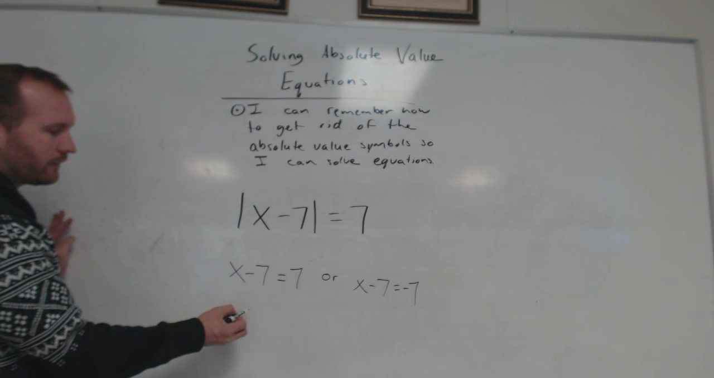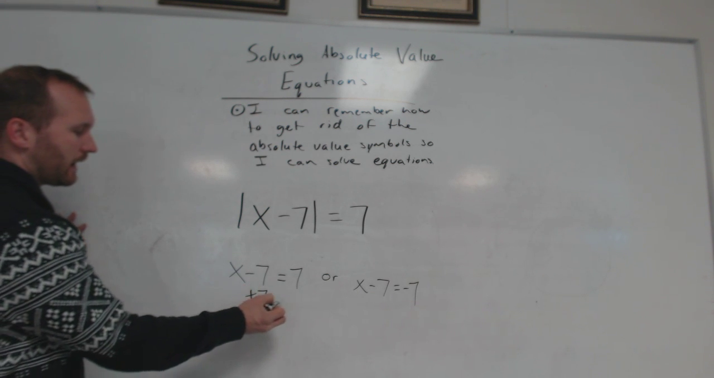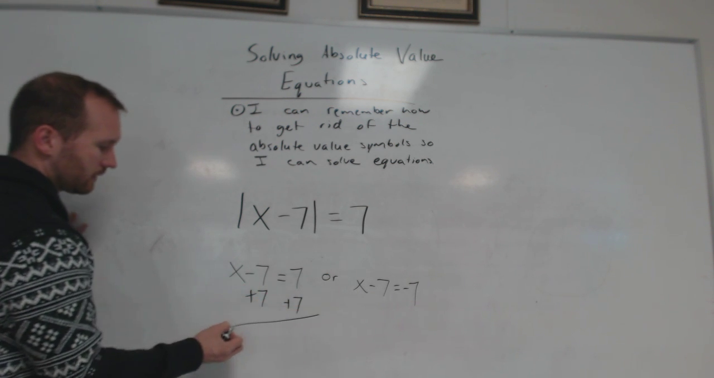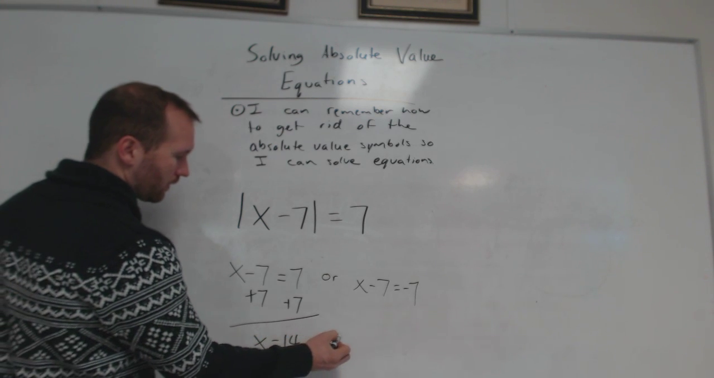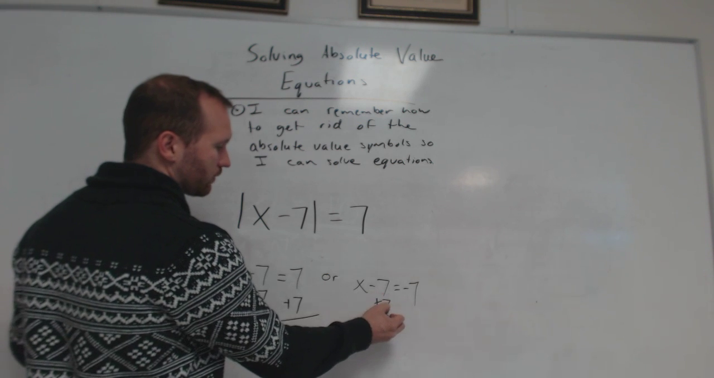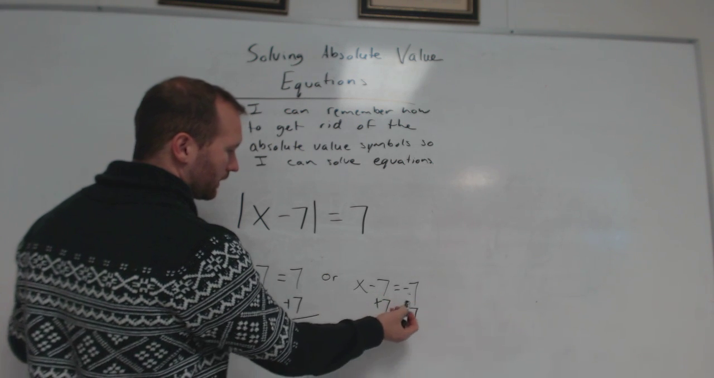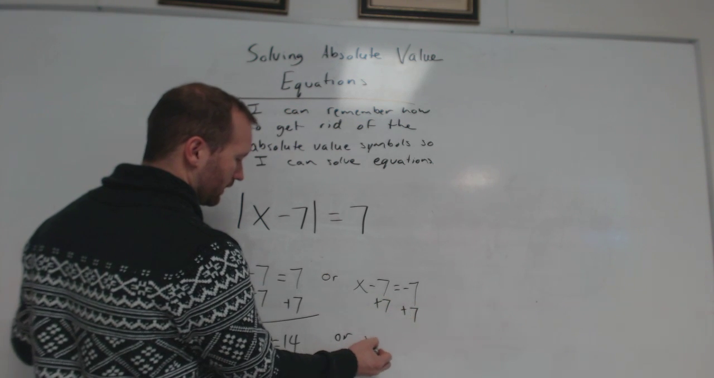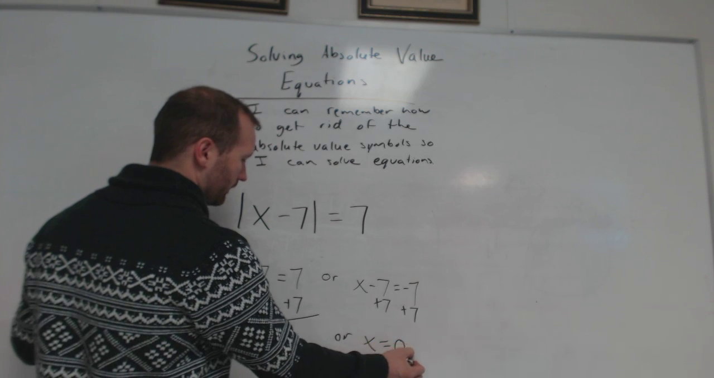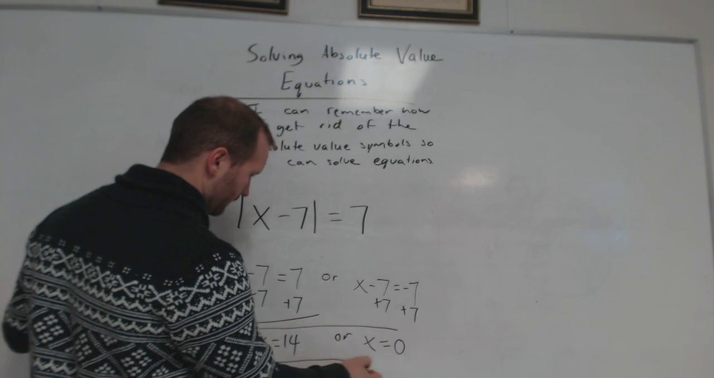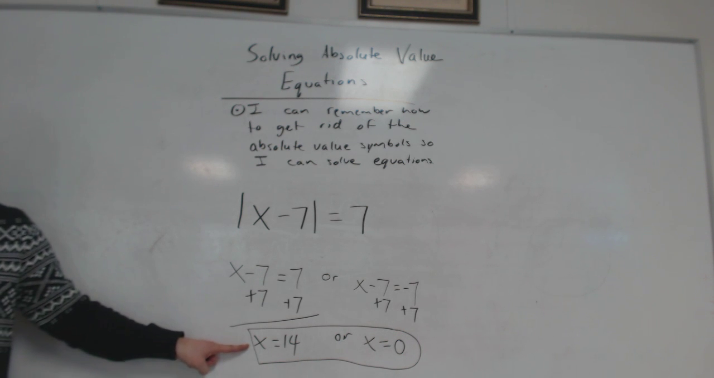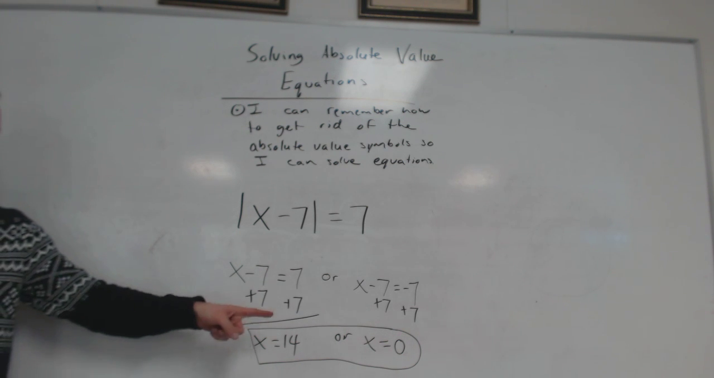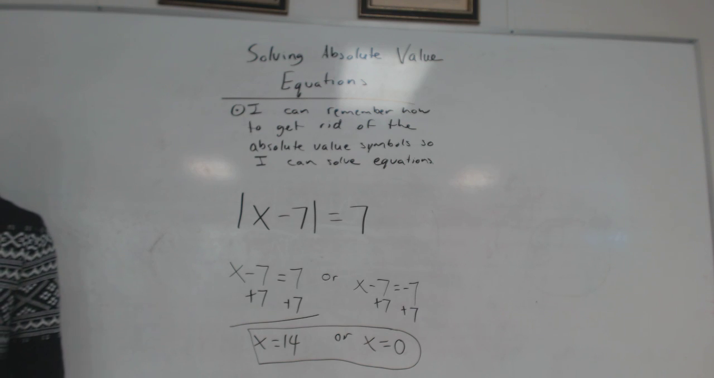And now I have to solve this. I'm not quite done. So I add 7 to both sides. I get x equals 14. Or add 7 to both sides over here. Negative 7 plus 7 is 0. So my final answer is x equals 14 or x equals 0.